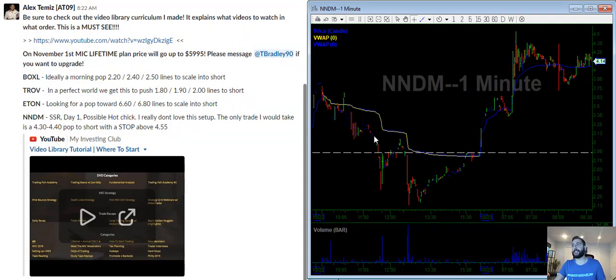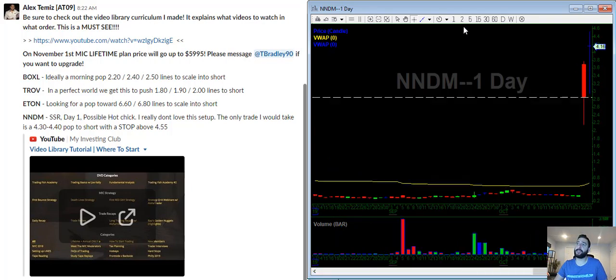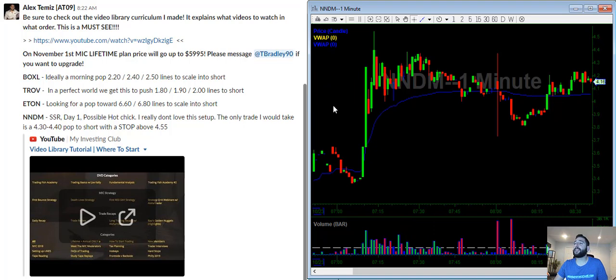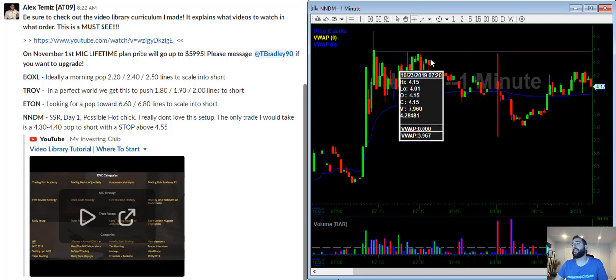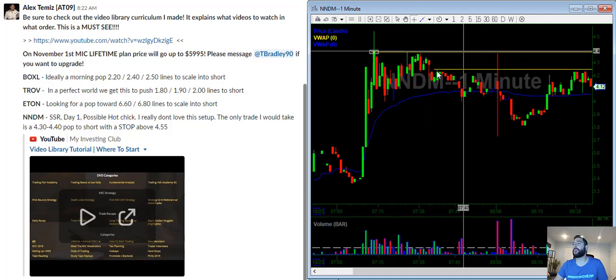NNDM is the last one of the day. This stock looks like a recent reverse split. Looks like SSR is on. I don't really like this play yet. What I see so far is a resistance level at 4.40, so that's the level I would look to short. I also see a small resistance level around here at like 4.25, 4.30.